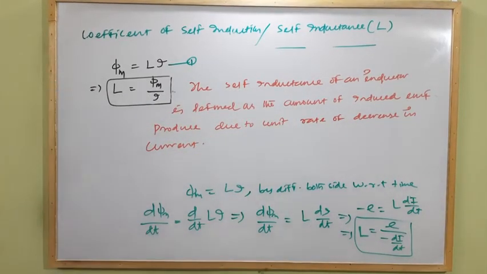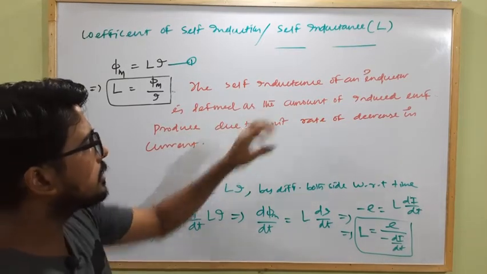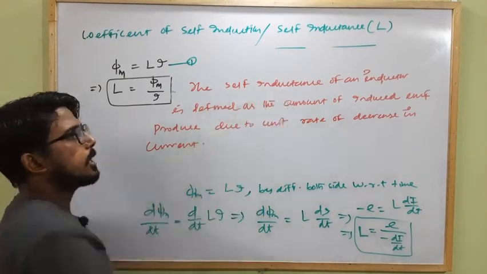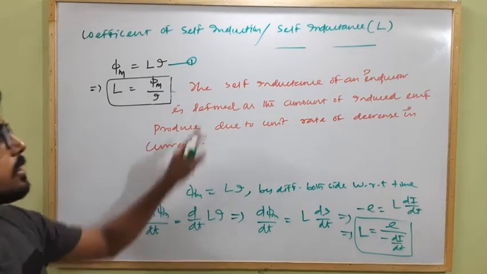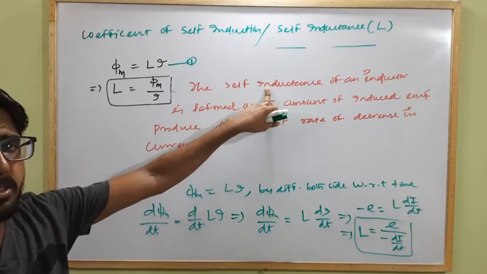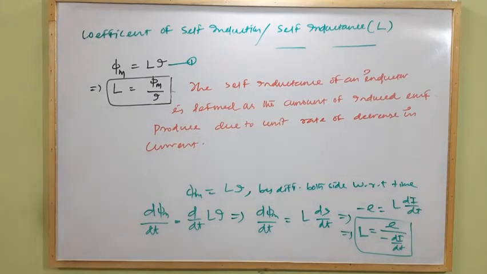Okay, so when the rate of decrease in electric current is unit, at that time the amount of induced EMF produced within that inductor will be equivalent to what? The self inductance of that inductor. Clear? So what will be the unit of self inductance?